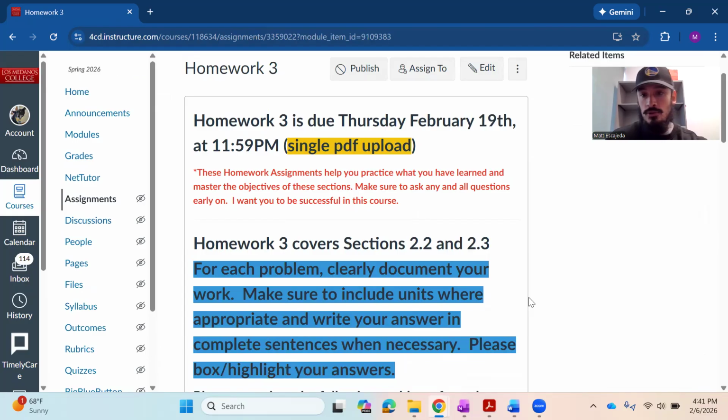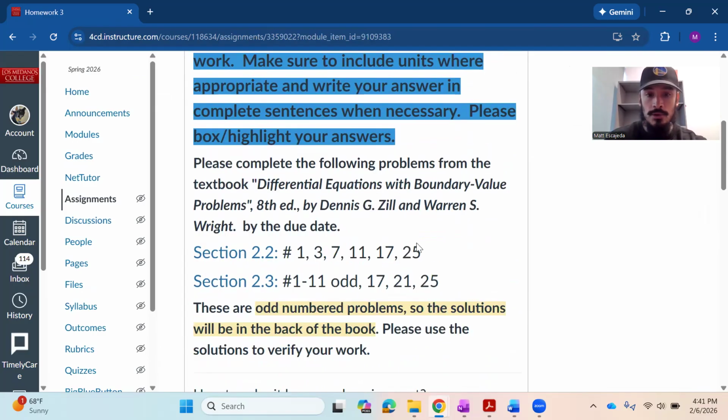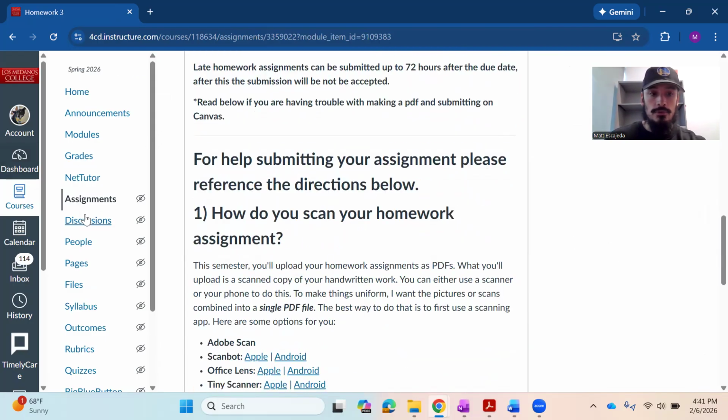Homework three, due Thursday as usual. Okay. Sections 2.2, 2.3 out of the book. And then here are the problems. Okay. So a little bit more than what you've been working with. We've been kind of ramping up a bit because now we're going to actually get into solving differential equations. Now we're learning how to do it. Now you got to go out there and solve these equations. Okay. So some more practice on how to do these. Okay. So that's the idea.